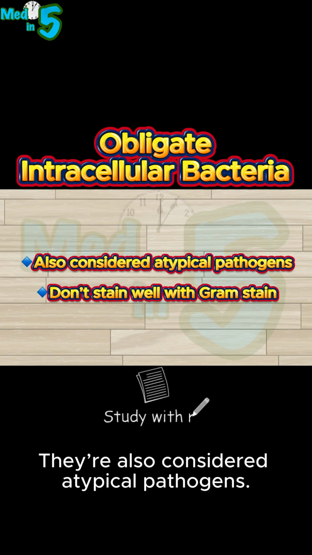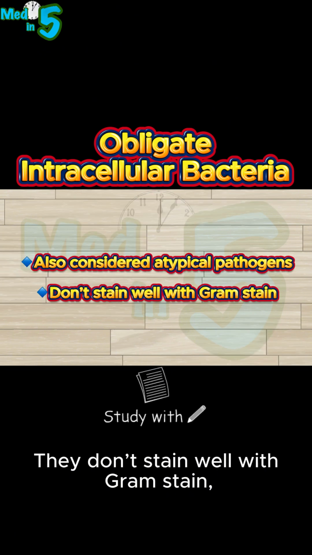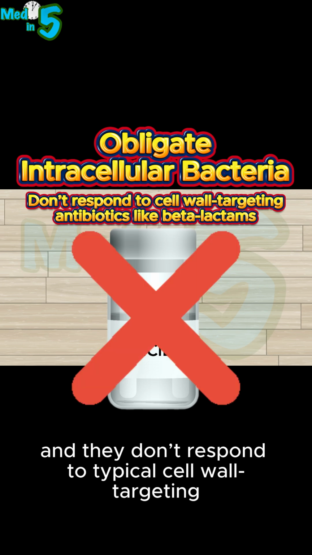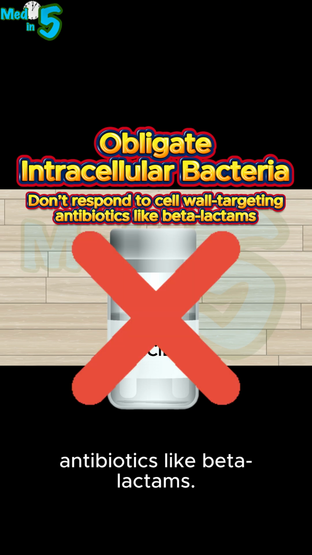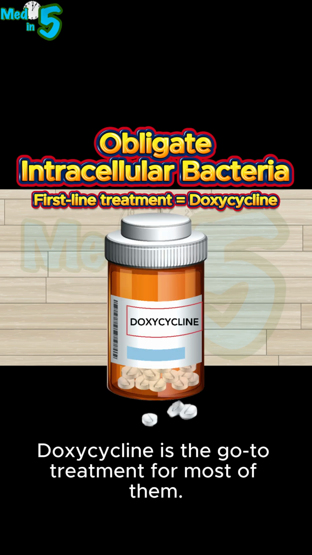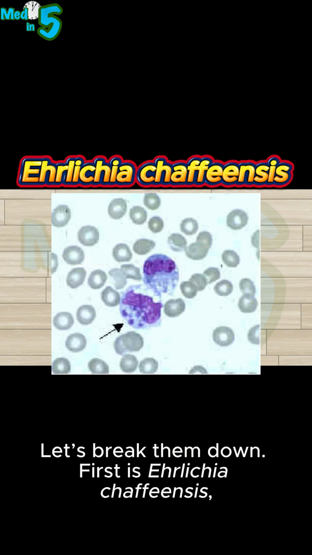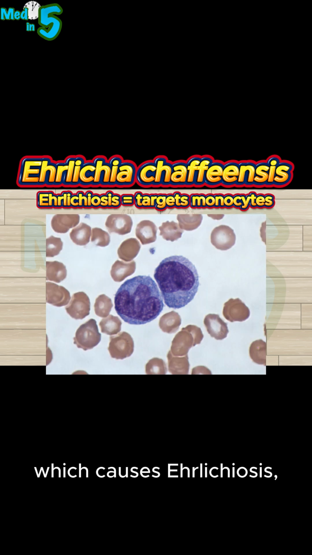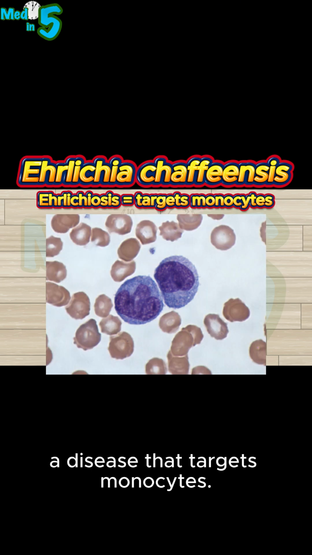They're also considered atypical pathogens. They don't stain well with gram stain, and they don't respond to typical cell wall targeting antibiotics like beta-lactams. Doxycycline is the go-to treatment for most of them. Let's break them down. First is Ehrlichia chaffeensis, which causes Ehrlichiosis, a disease that targets monocytes.